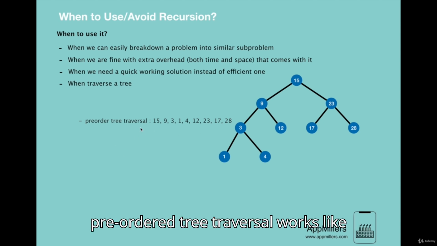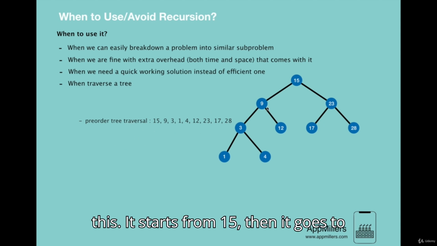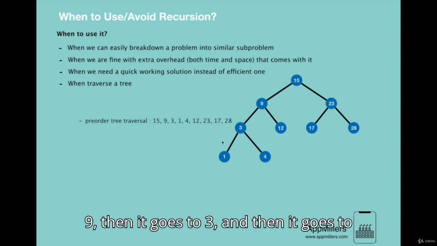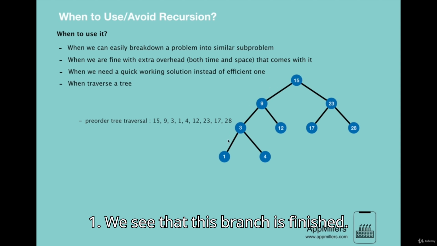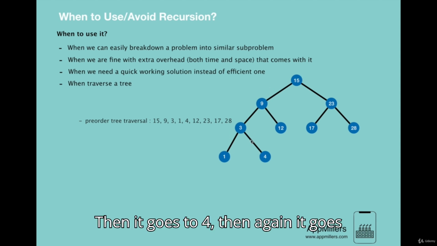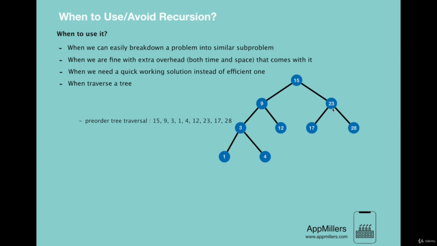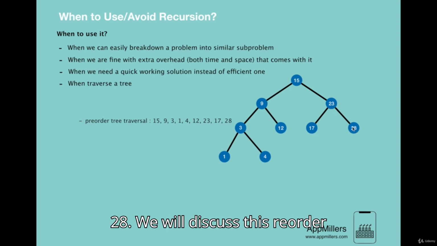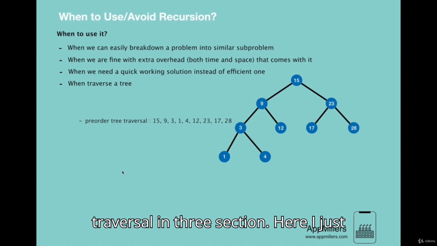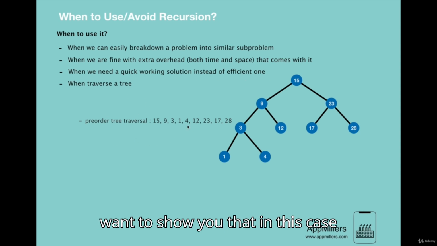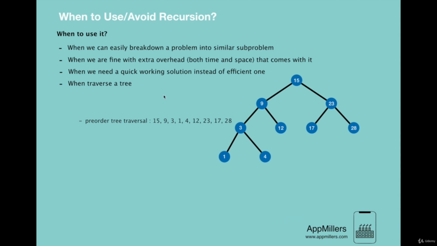Here we see that pre-order tree traversal works like this. It starts from 15, then it goes to 9, then it goes to 3, and then it goes to 1. We see that this branch is finished. Then it goes to 4. Then again, it goes back to this side, which is 12. Then again, it goes here, 23, 17, and at the end, 28. We will discuss this pre-order traversal in the tree section. Here, I just want to show you that in this case, recursion is very beneficial.